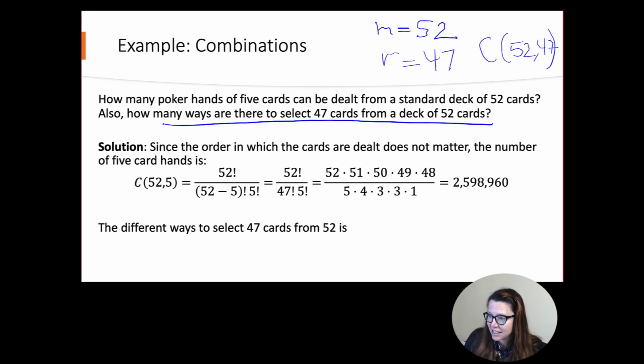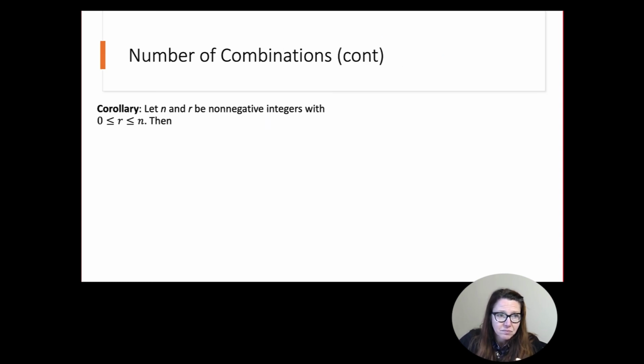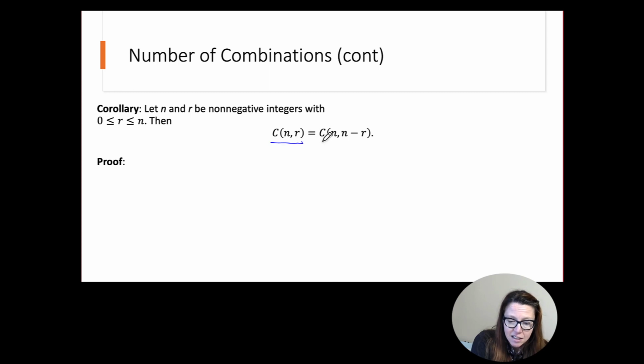Yeah, it is neat. And this is, in fact, a corollary. So it's a free, fun fact that comes from our original theorem. If we have the same N and R that we chose before, then C(N,R) is the same as C(N, N minus R).